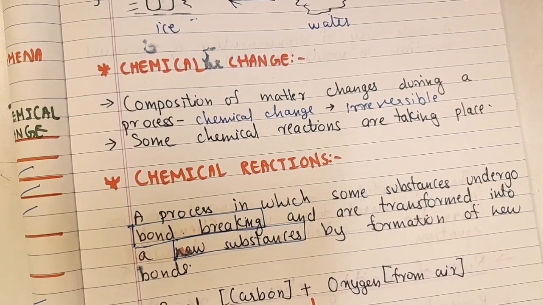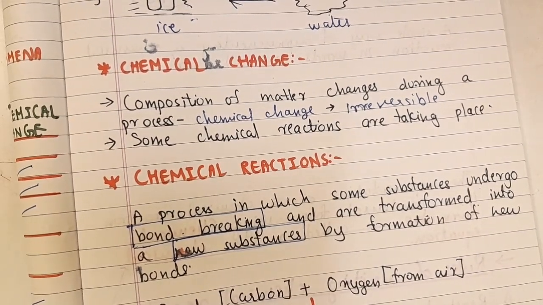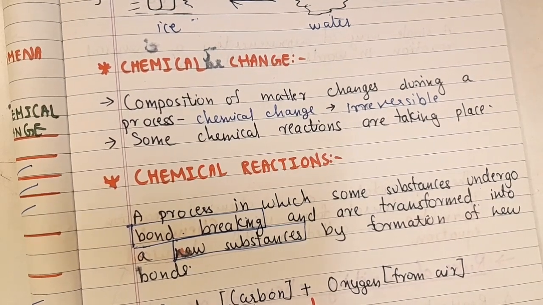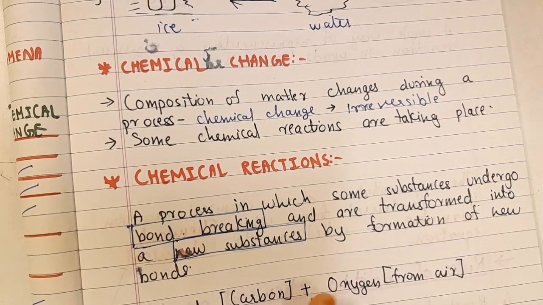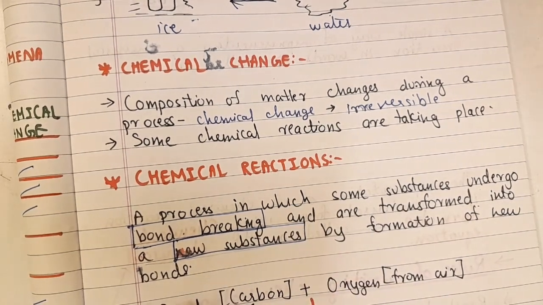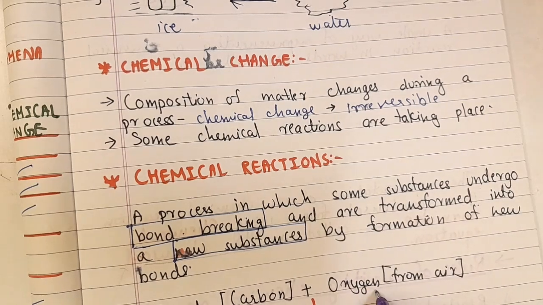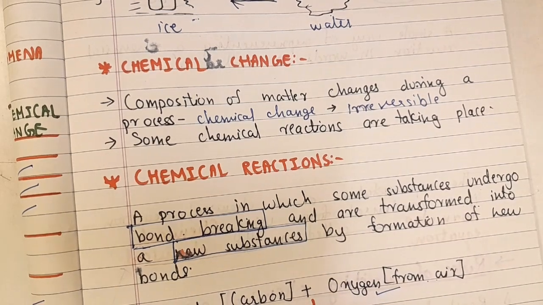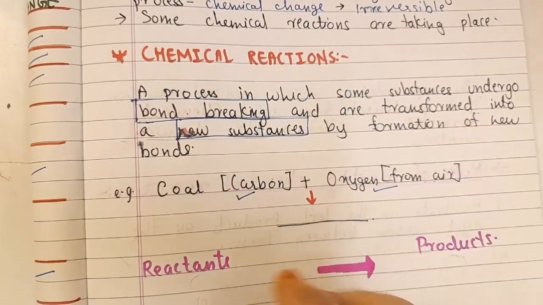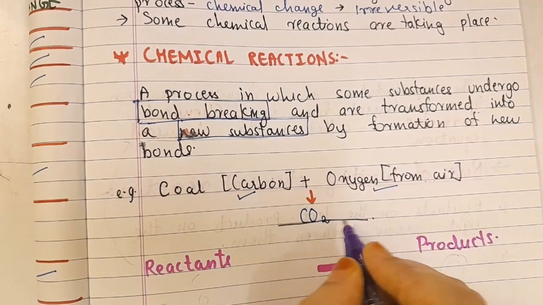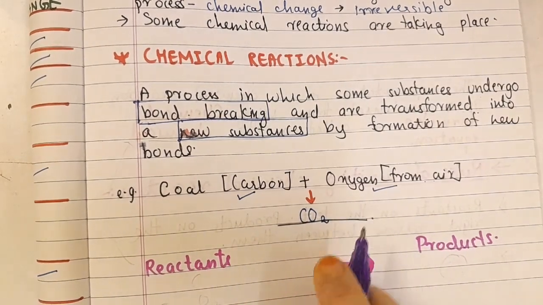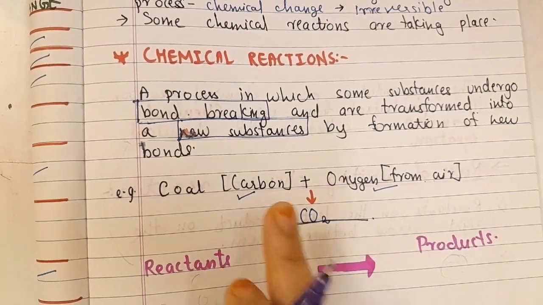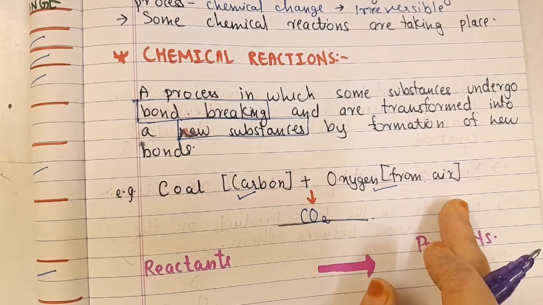Here I have taken an example of coal. Coal contains carbon. In this example, formation of carbon dioxide takes place by combustion of coal in air. Coal reacts with the oxygen present in air, and the product formed is carbon dioxide. The formula of carbon dioxide is CO2. So this is a chemical reaction, and in this reaction, coal which contains carbon reacts with oxygen from air.